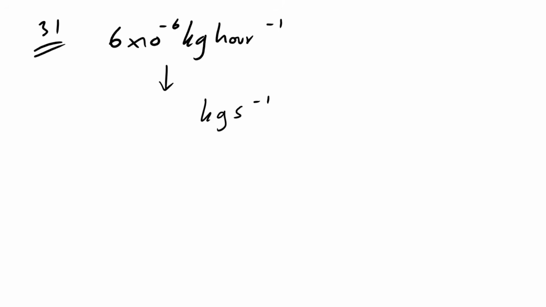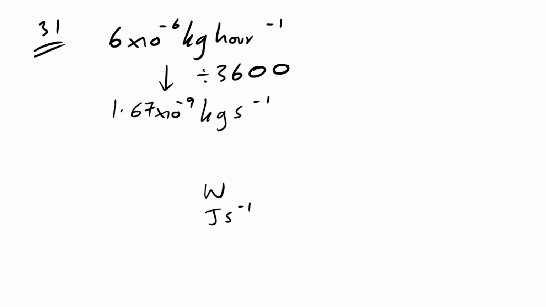Finally, 31. Mass of a fuel in fission reactor decreases at a rate of 6 times 10 to the -6 kilograms per hour. What is the maximum possible power output of the reactor? Therefore, we can say that if this is kilograms per hour, we want kilograms per second. So in order to do that, we need to divide by 3,600. And we end up with 1.67 times 10 to the -9. Weird, 1.67, whatever. Now we need to find power from that. In other words, watts, joules per second. So we need to get from kilograms to joules.